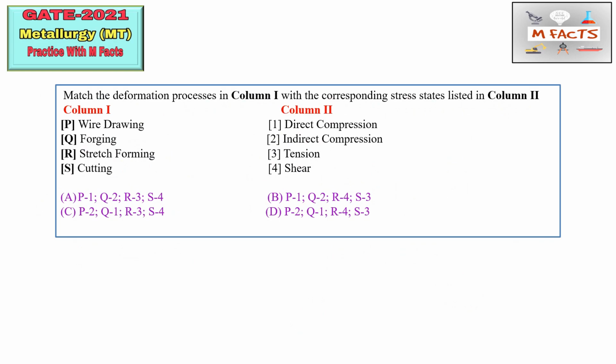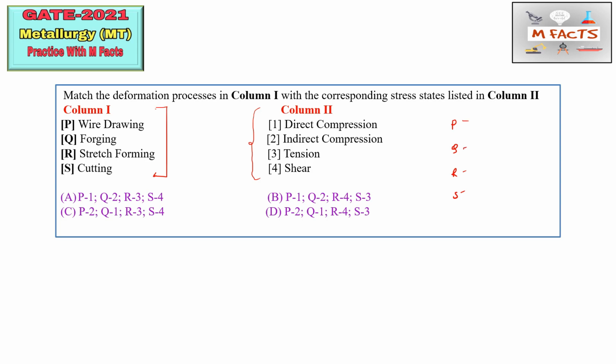So the next matching is match the deformation process. So in column first they have mentioned some deformation process with the corresponding stress state. So these are the type or the state of stress that is applied during these processes. So we need to match this column first by column second. Okay, so first of all write like that PQRS and try to match one by one.